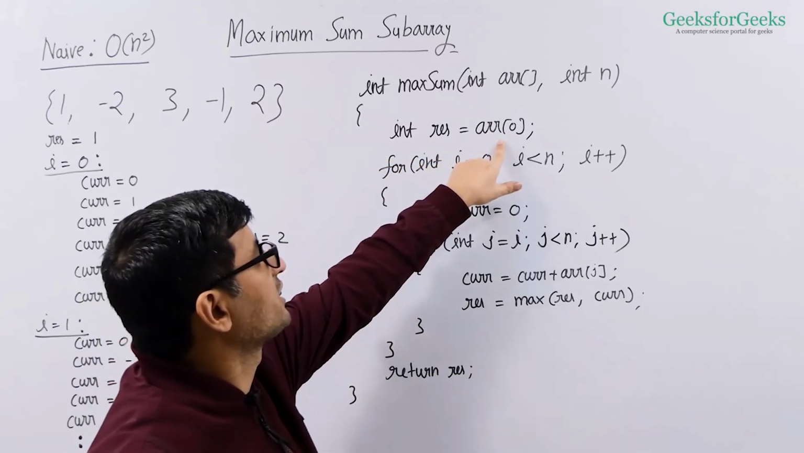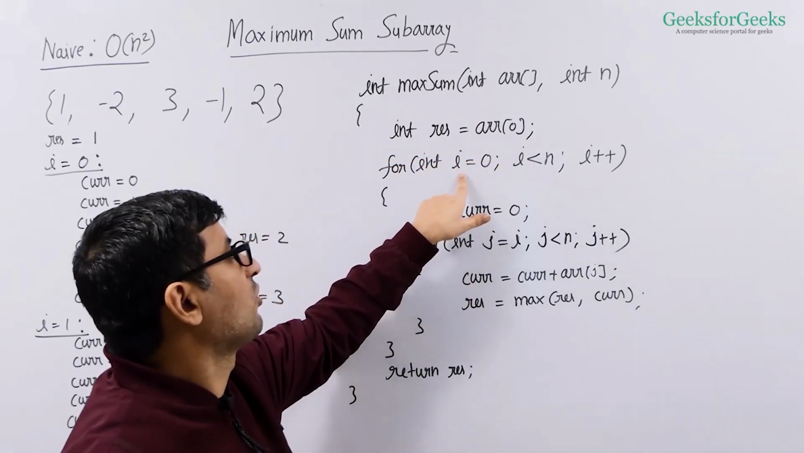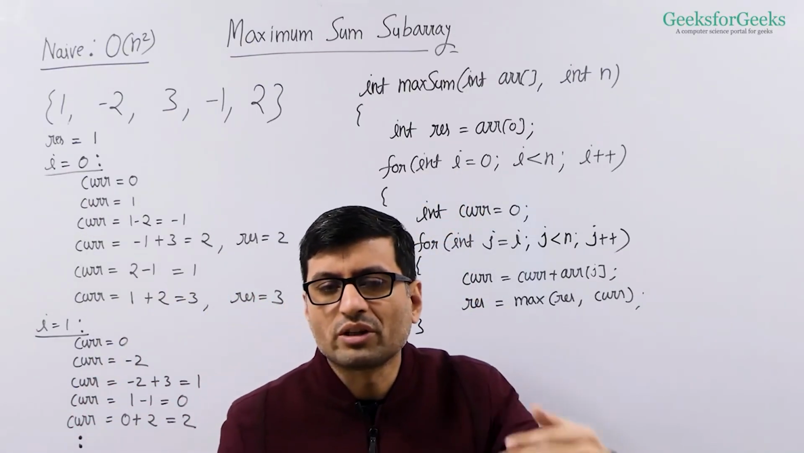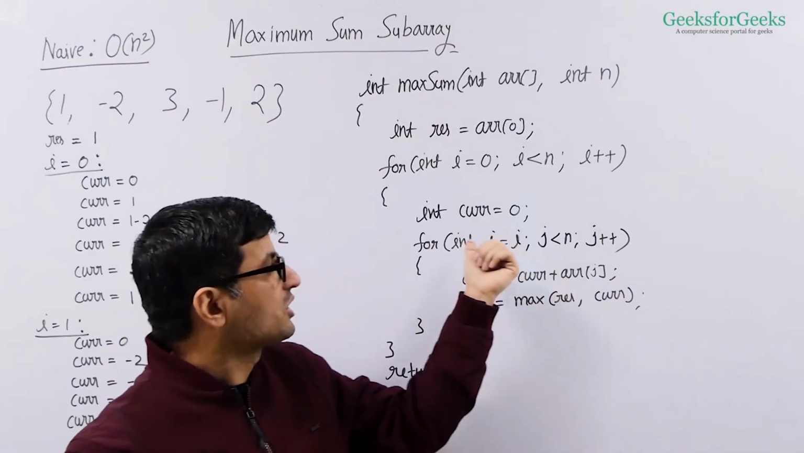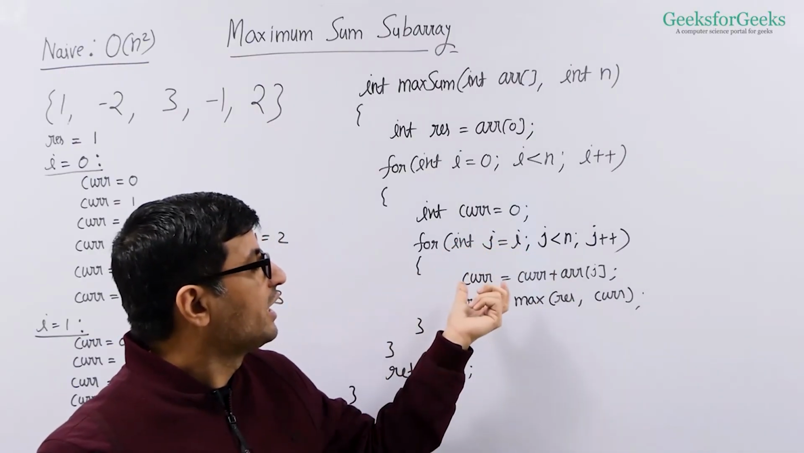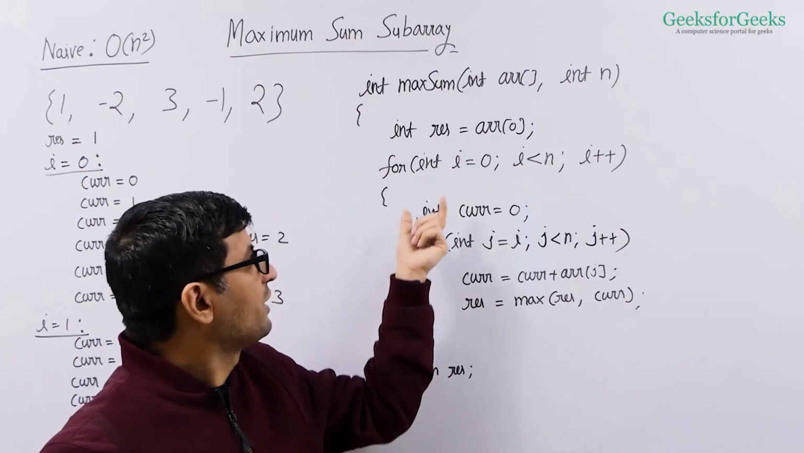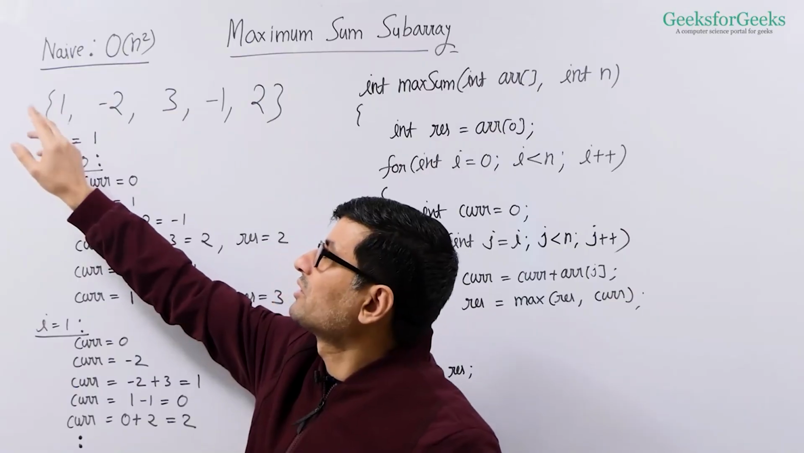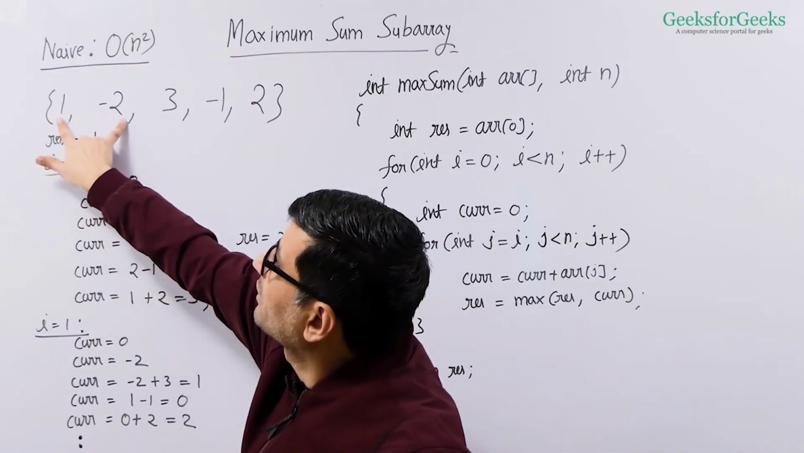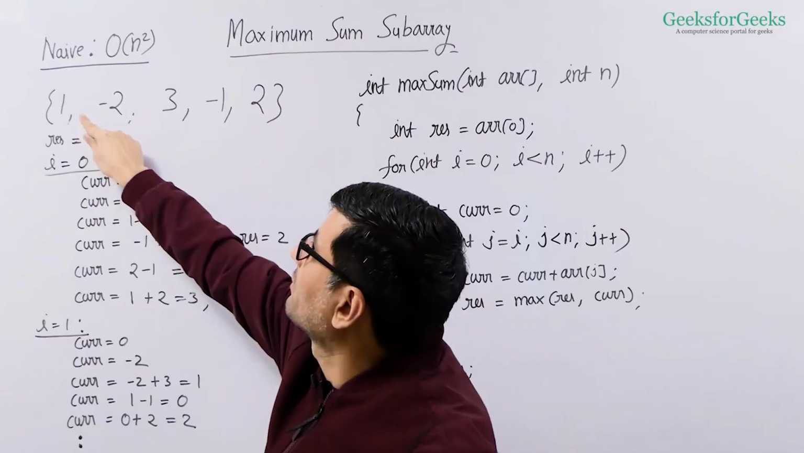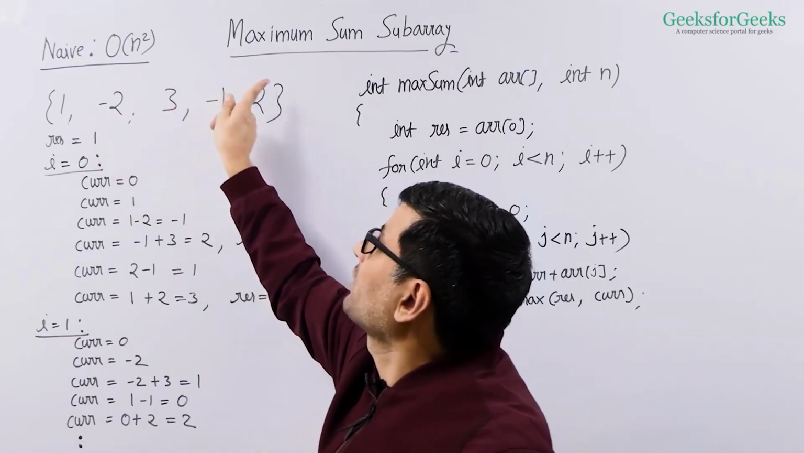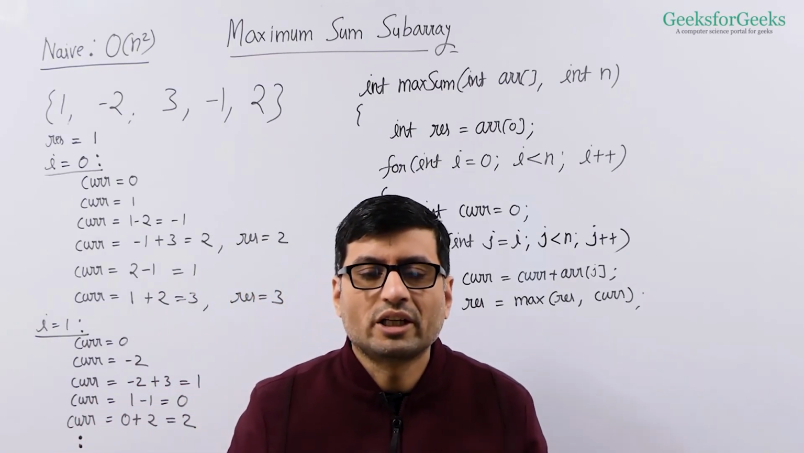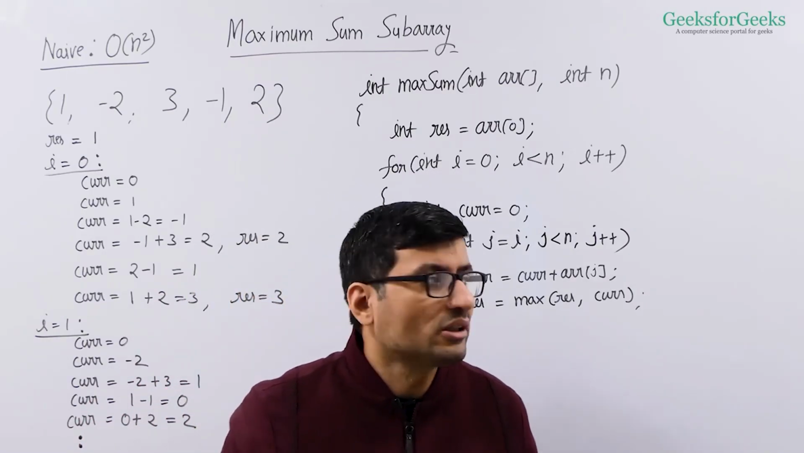We initialize the result as array[0]. Now we traverse through all the subarrays that begin with i. We run a loop for i equal to 0 to n minus 1. For every i, we traverse through all the subarrays that begin with i and find out their sums. So when we are at i equal to 0, we find out the sum of all subarrays that begin with i equal to 0. We find out the sum of this subarray, then the subarray with these 3 elements, then the subarray with these 4 elements, and then the subarray with these 5 elements. And whenever we find a sum, we compare it with the result. And if the sum is greater than the result, then we update the result.